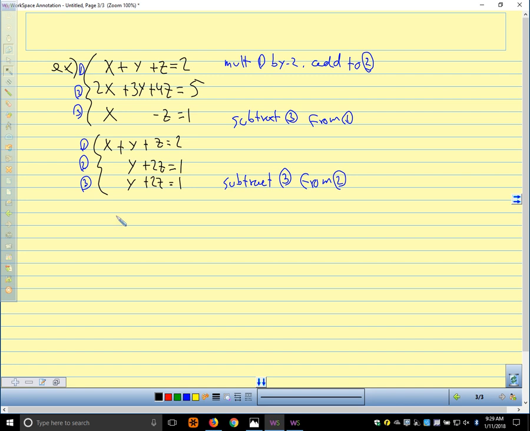So I get my system x plus y plus z equals 2. Y plus 2z equals 1. Y minus y, 0. 2z minus 2z plus 0. 1 minus 1. 0 equals 0. What does that tell us? Yeah, we get an infinite number of solutions.